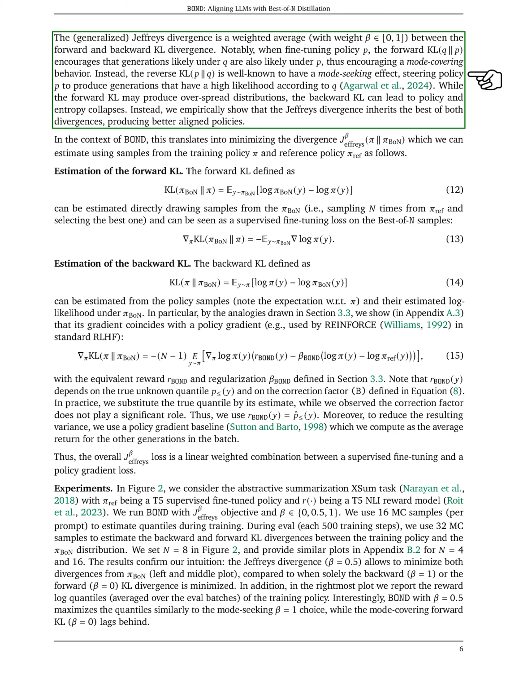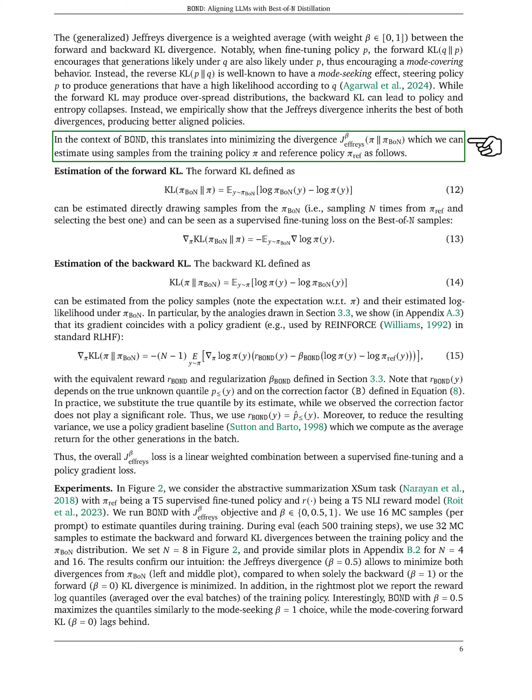When we fine-tune our policy, the forward divergence encourages generations that are likely under one distribution to also be likely under another, promoting a mode-covering behavior. In contrast, the reverse divergence tends to focus on producing generations that are highly probable according to the reference distribution. While the forward divergence can lead to overly spread-out distributions, the backward divergence can cause issues like policy collapse. Our empirical findings suggest that the Jeffreys divergence combines the strengths of both approaches, leading to better aligned policies.